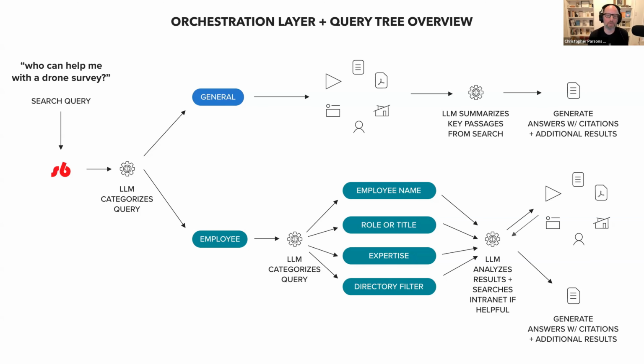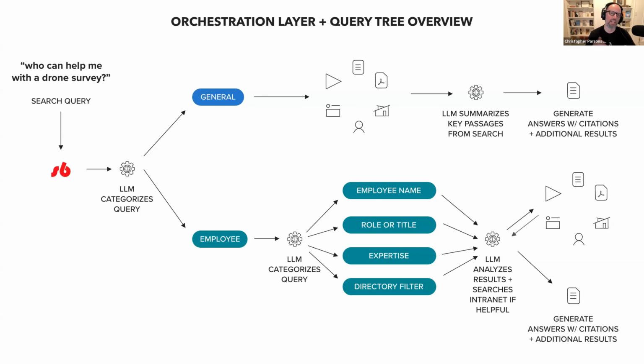So then if it's an employee search, we say, great, you've got these tools at your disposal. You've got tools for searching by employee name or role or title or expertise or filtering your directory. Which tool do you think you need? Okay, if it's who can help me with a drone survey, that's an expertise query. So it will analyze the content on the intranet. It'll search the employee directory, both of them. If it finds what it needs, it'll return the answer. If it doesn't, it'll go back a level, try a different tool, loop through the different tools it has available to it to generate knowledge.